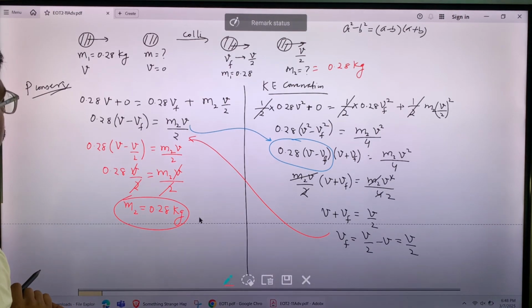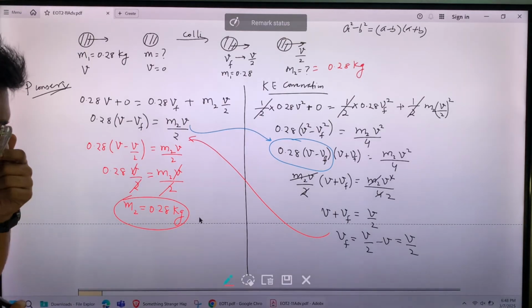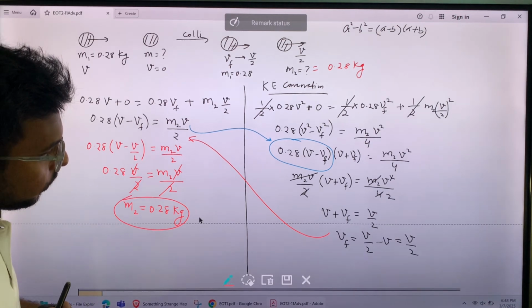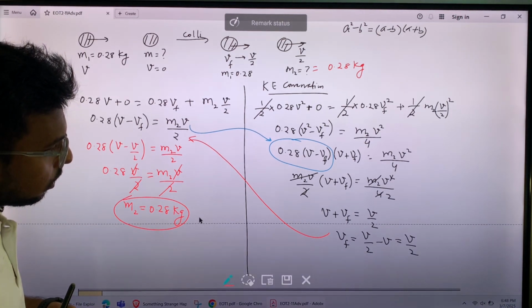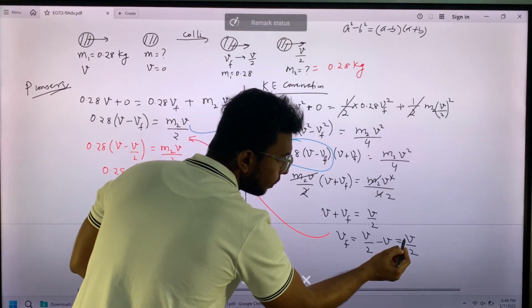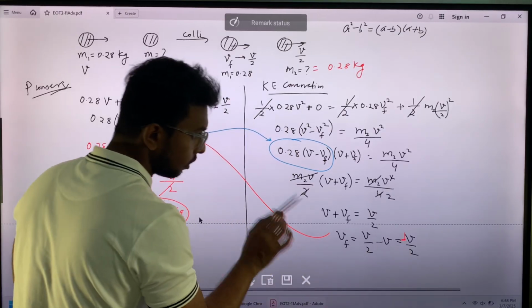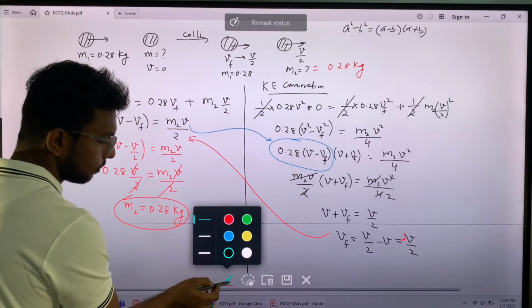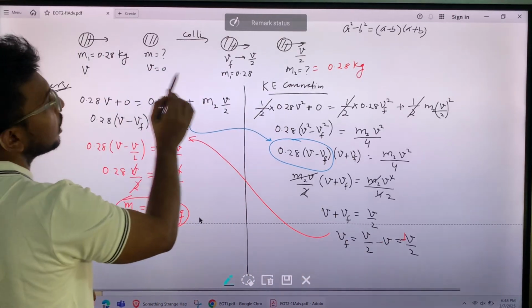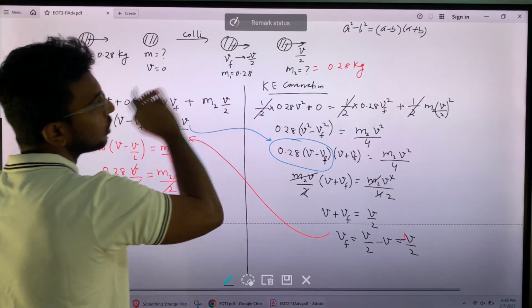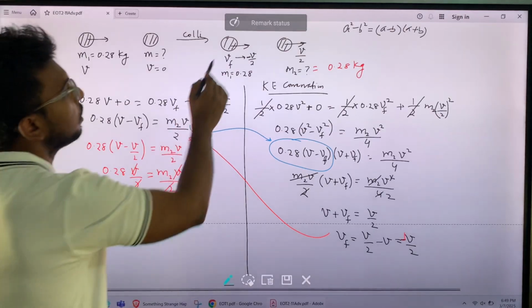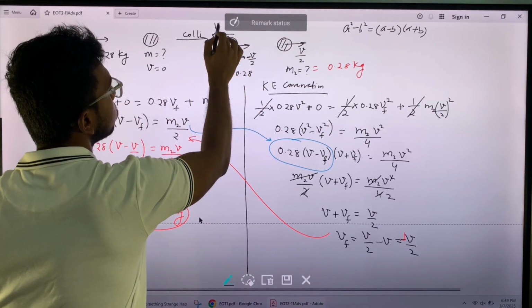Okay, I'm making some mistake here. Vf is equal to v by 2 minus v. Okay, yeah, there is a mistake. V by 2 minus v will become minus v by 2, not v by 2. So it is negative v by 2. Negative v by 2, that means the first ball starts moving in the opposite direction with the speed v by 2.